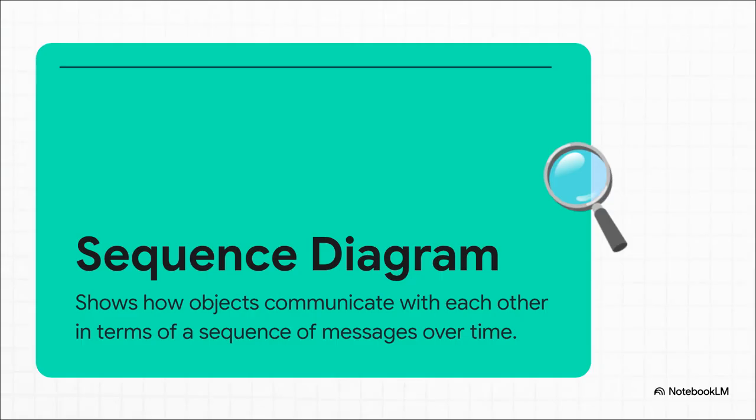Right. And the key thing to get here is that it's a type of behavioral diagram. So what does that mean? It means we're not focused on the static parts of your system, like what it is, we're focused on what it does. It's all about the dynamic behavior, the action from one moment to the next. It's a map of the conversation, the sequence of messages flying back and forth between all the different parts.